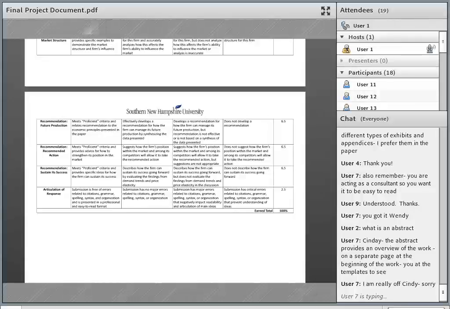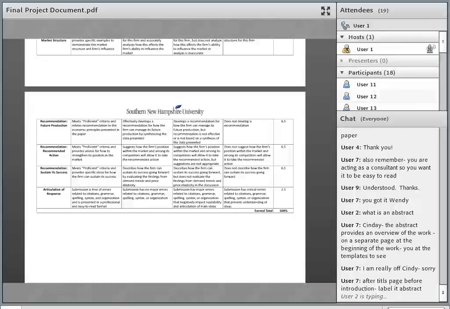The second recommendation section, recommended action, is looking for you to provide advice for how the company can strengthen its position in the market. So this is, again, where you can leverage some of the things you talked about in the overall market section, some things the company can do to gain some market share and improve their ability to influence the overall market.